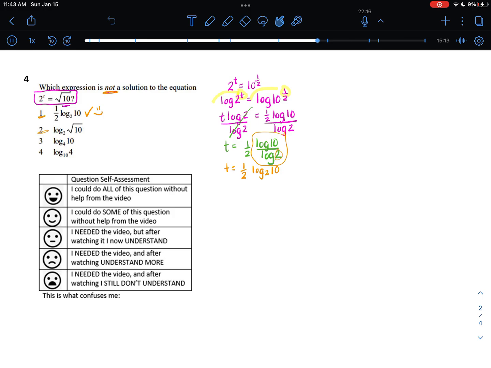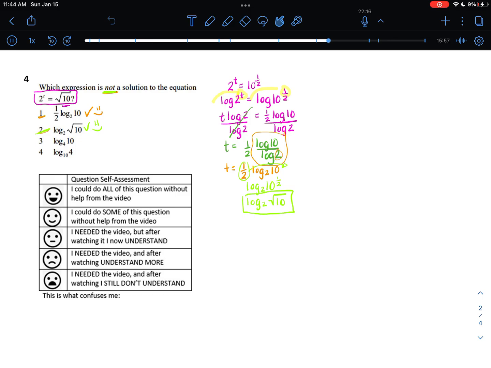Looking at answer number 2, I can see that I can manipulate the answer I just came up with a little bit more. I could take that 1/2, put it up here as an exponent, and it can become log to the base 2 of 10 to the 1/2 power, or log to the base 2 of the square root of 10. That answer right there is number 2, which means that number 2 works and is not the answer because I'm trying to find what is not a solution to the equation.